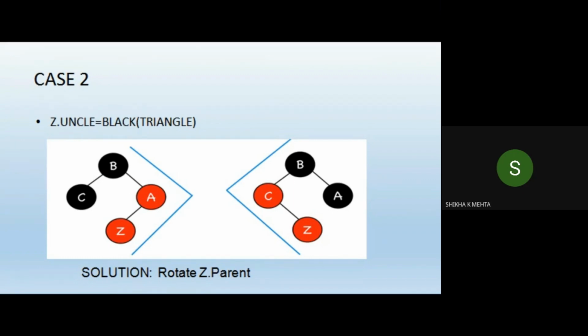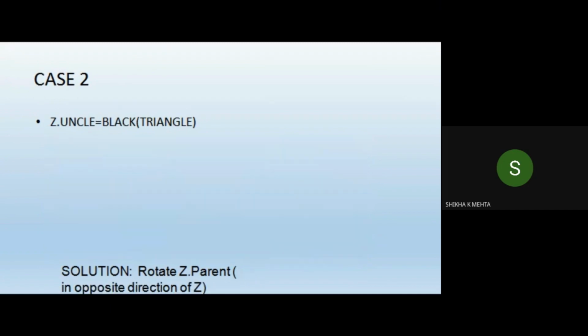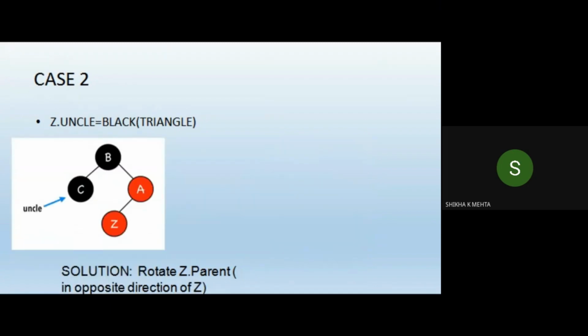So when we apply this rotation on our tree, this was the original one that we were focusing on. We can take the other one also, that is quite easy. So now what we will do? It is forming a V from B to A to Z, and the uncle of Z is a black node and it is forming a triangle. So what we will do? We have to rotate the parent of Z. Parent of Z is A node.